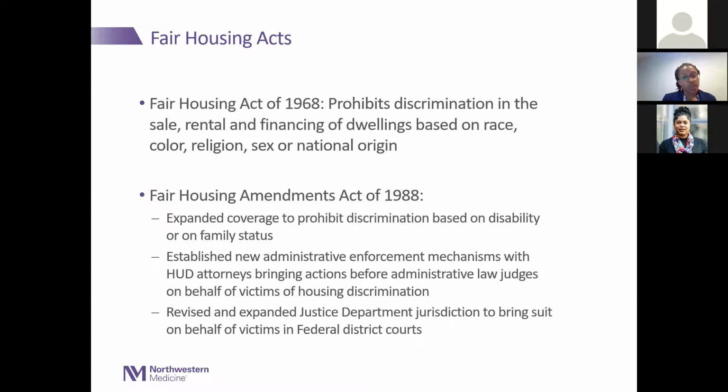And so the Fair Housing Act of 1968 is the one that officially prohibited discrimination in the sale, rental, and financing of dwellings based on race, color, religion, sex, or national origin. And one big problem with that act was that it really wasn't enforceable. And so although obviously housing discrimination remains a big problem, the Fair Housing Amendments Act of 1988 served to expand coverage to prohibit discrimination based on disability, but it also established new administrative enforcement mechanisms that allowed HUD attorneys to bring action against or on behalf of victims of housing discrimination.